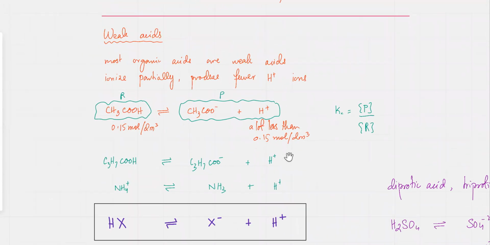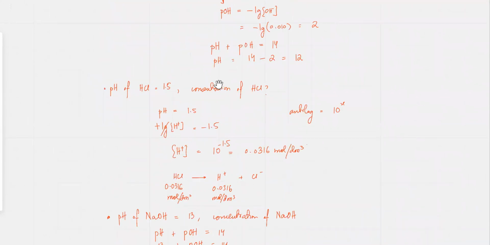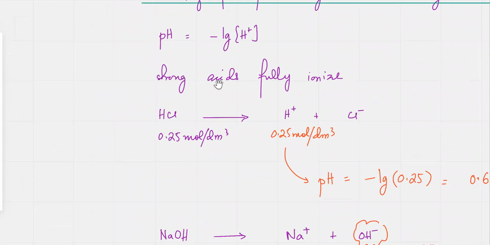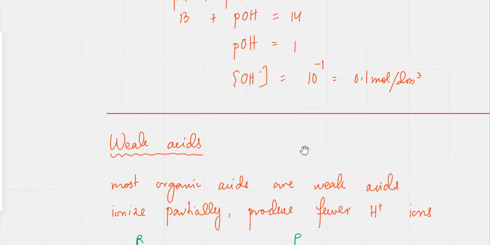So acids would dissociate. We talked about strong acids, and that part was easy. It was very easy to find the concentration of H plus ions for strong acids. Why? Because if you have a strong acid, the acid fully ionizes. So the concentration of the acid and the concentration of the H plus 1 ions is the same. But this is not true for weak acids.